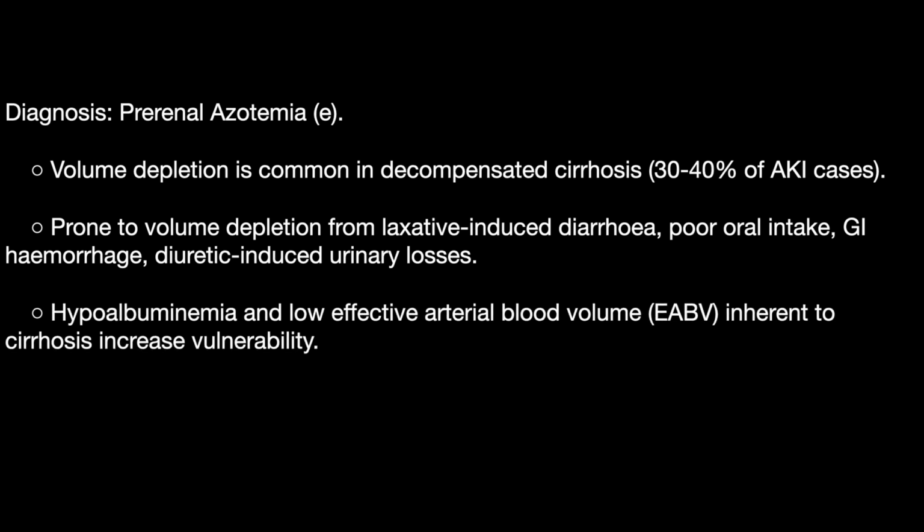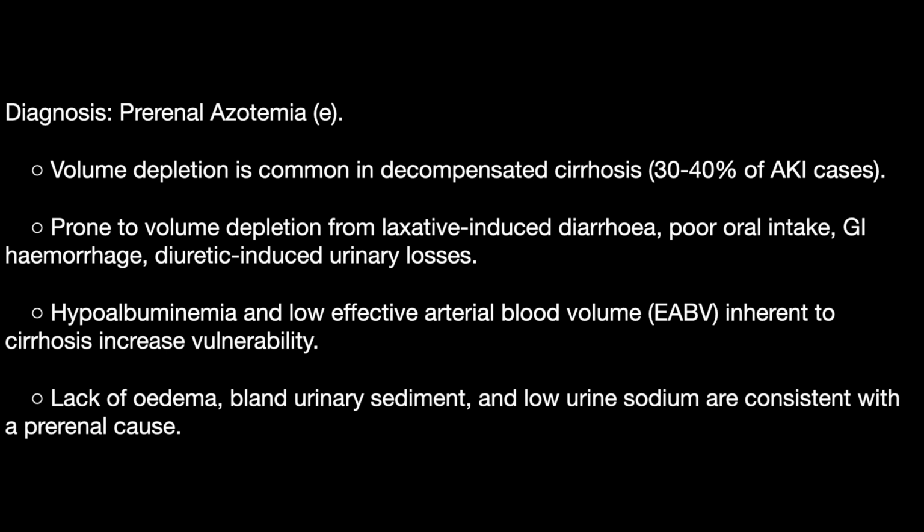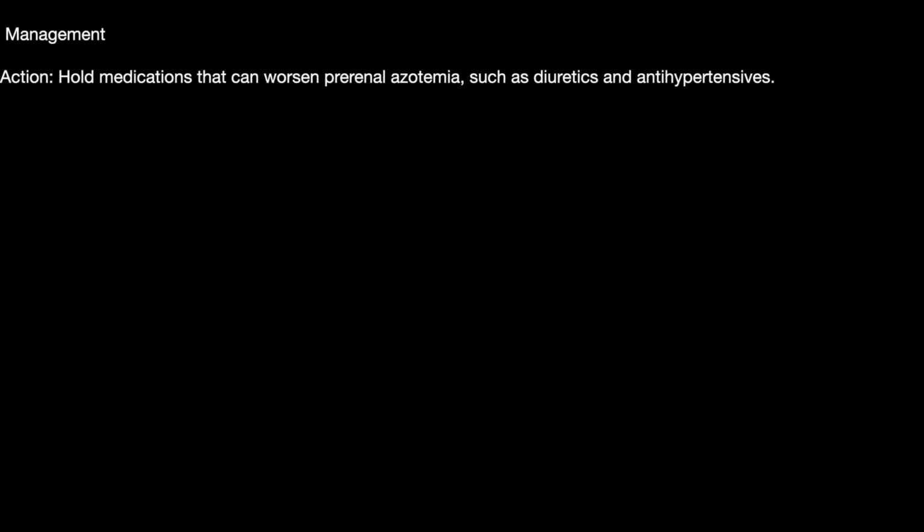Hypoalbuminemia and low effective arterial blood volume are inherent to cirrhosis, which increases the vulnerability. Lack of edema and the bland urinary sediment and low urinary sodium are consistent with a prerenal cause. So how do you manage this case? Immediate action is to hold medications that can worsen the prerenal azotemia, that is the diuretics and antihypertensives.